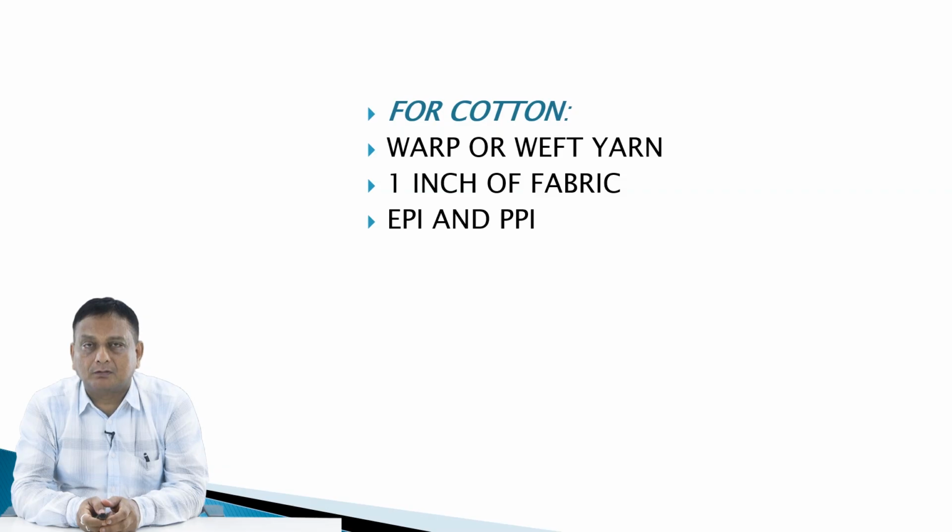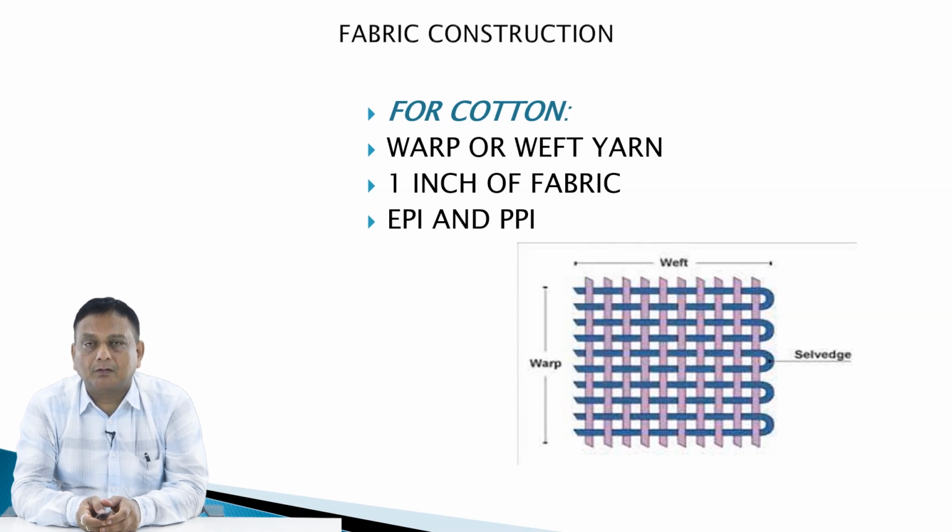Now for cotton, there are warp and weft yarns in a particular weave. One inch of the fabric is cut, and then ends per inch and picks per inch are judged while we are doing the evaluation of the fabric construction in a particular fabric. This is very important: in the warp and weft directions, how much yarn is there, how many ends are there, how many picks are there. That is judged in the fabric construction part.